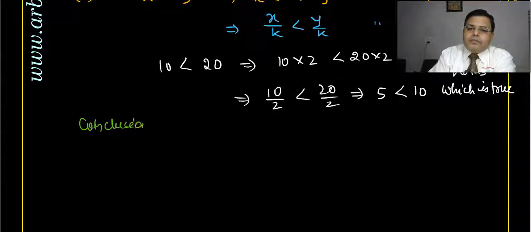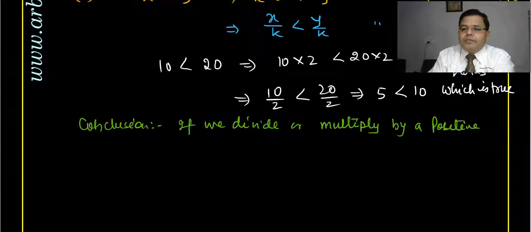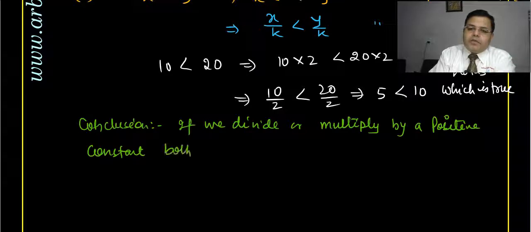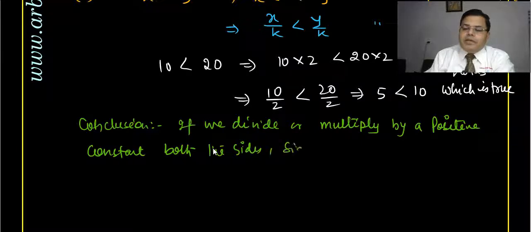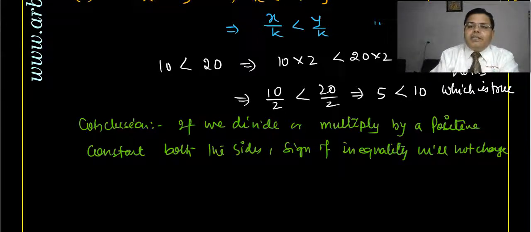So the conclusion, that is rule number 3: if we divide or multiply both the sides by a positive constant, the sign of inequality will not change. Don't think that it is applicable only for less than. It is also applicable for greater than.